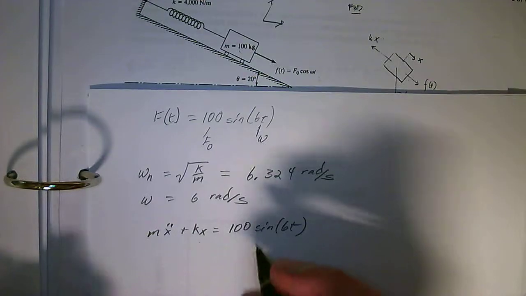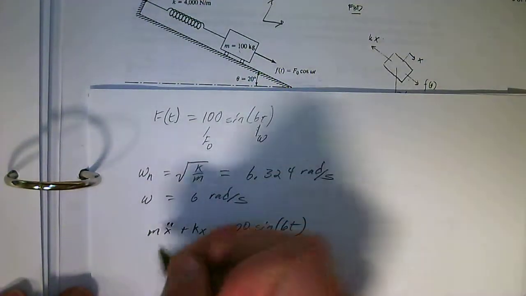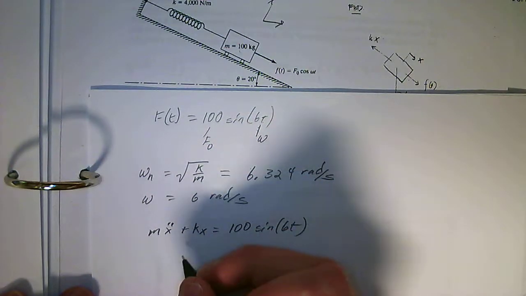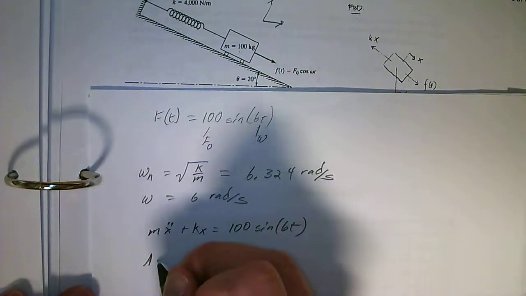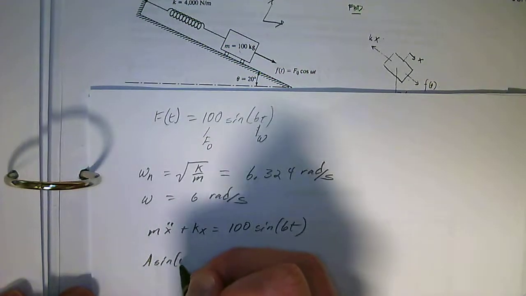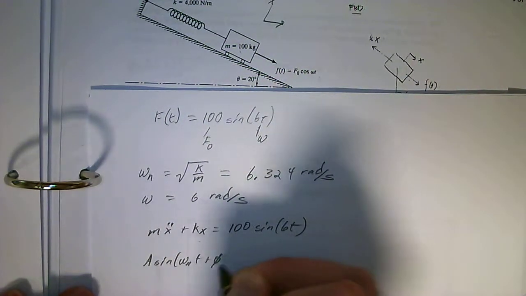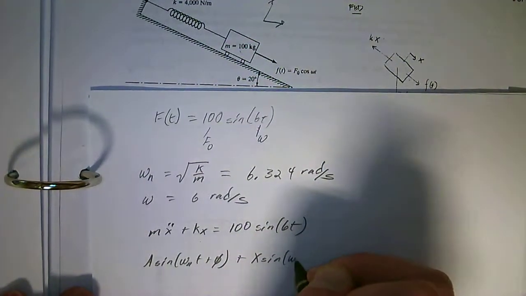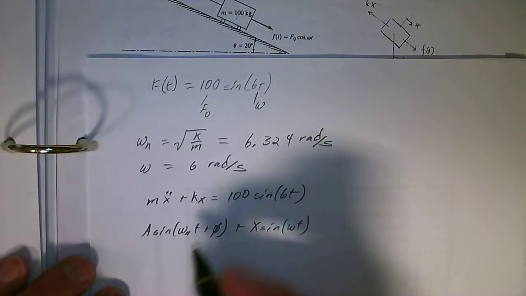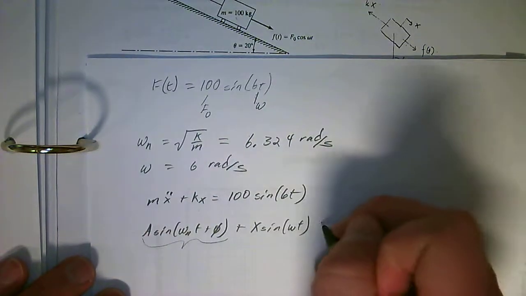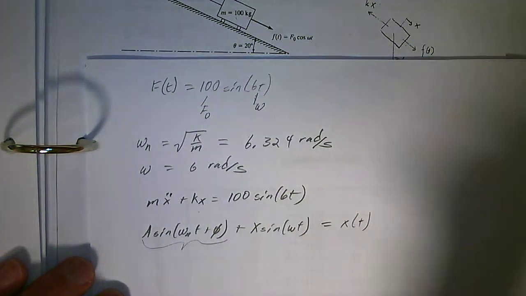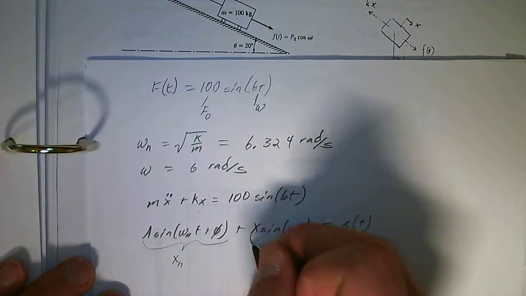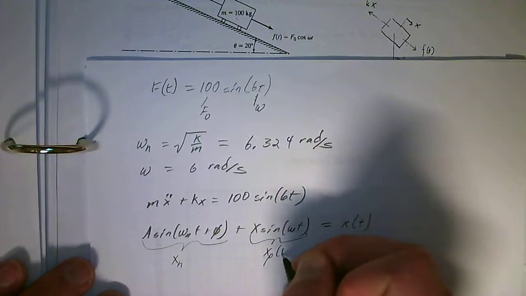Okay, now looking at that, going a little bit further, you should also be able to see that since it is an oscillatory system of just a spring and a mass, you can go to the equation A sine of omega n t plus phi plus X sine of omega t. And this is the homogeneous solution. Hopefully you've been introduced to this. This is equal to x of t. This is the homogeneous part of the solution, and this is the particular part of the solution.